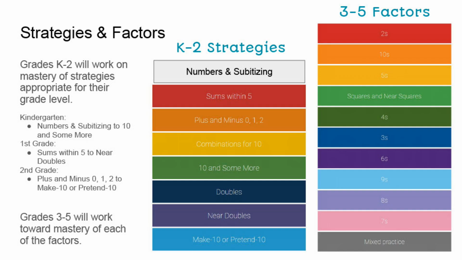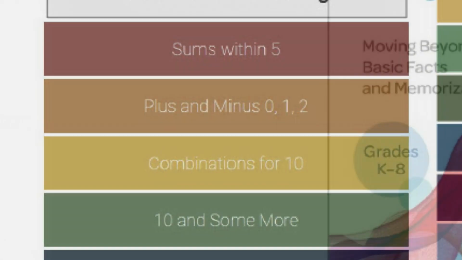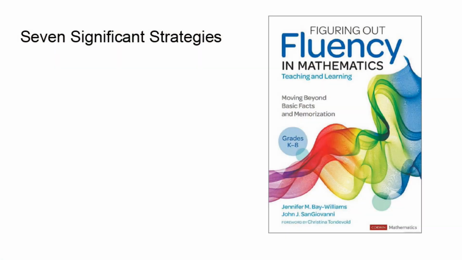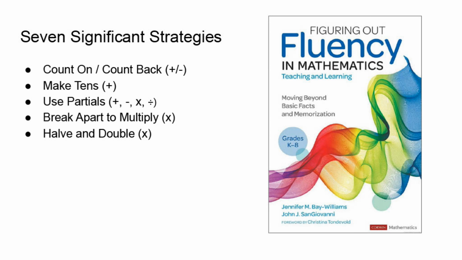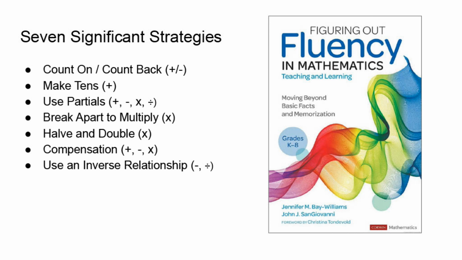Grades K through 2 will work on strategies appropriate to their grade level. Grades 3 through 5 will work toward mastery of each of the factors in multiplication. To effectively teach the BFF lesson strings for the strategies and factors, you need to be familiar with these 7 significant strategies. Count on or count back, make tens, use partials, break apart to multiply, halve and double, compensation, and use an inverse relationship.